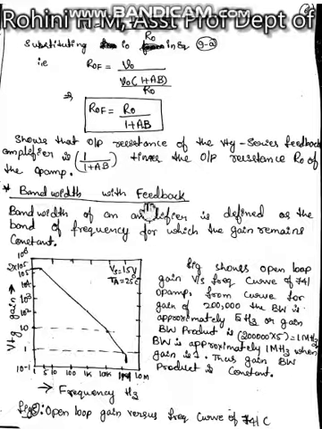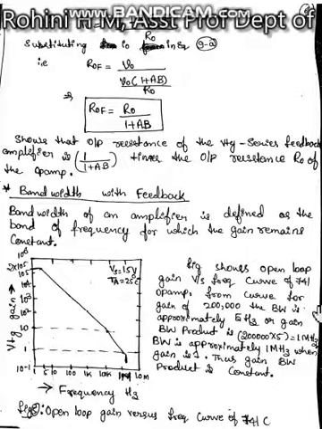Then we will discuss bandwidth with feedback. This is the diagram of the open loop gain versus frequency curve of the 741 op-amp. Bandwidth of an amplifier is defined as the band of frequency for which gain remains constant. When the voltage gain remains constant over the frequency, it is called the bandwidth of an op-amp, or bandwidth in general.